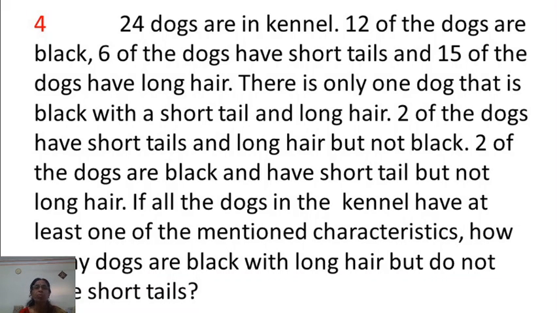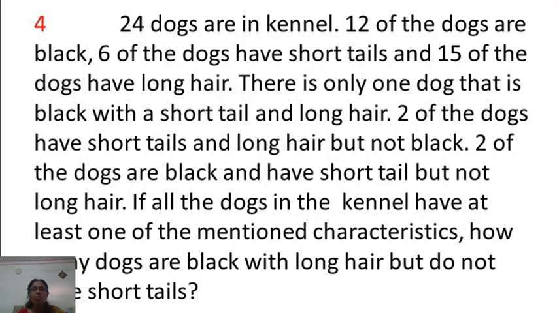See this question number 4. 24 dogs are in a kennel. 12 of the dogs are black. 6 of the dogs have short tails and 15 of the dogs have long hair. Here we want three circles: dogs who are black, dogs having short tails, and dogs having long hair. There is only one dog that is black with short tail and long hair, meaning only one dog has all three characteristics.